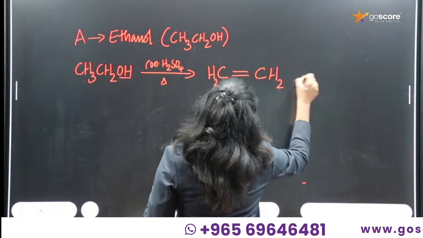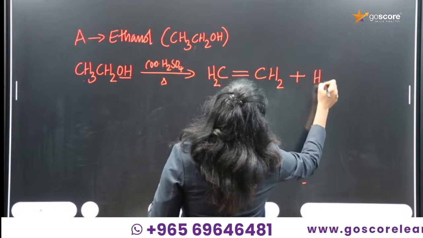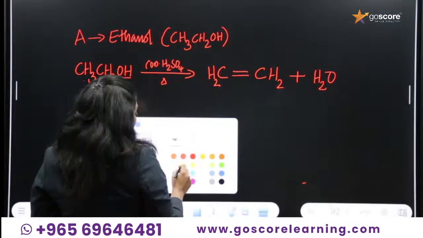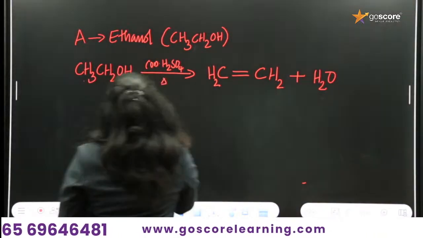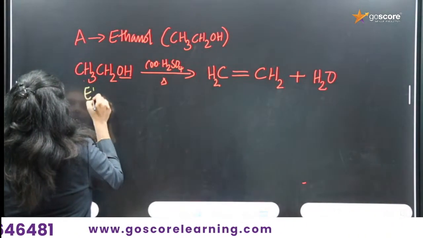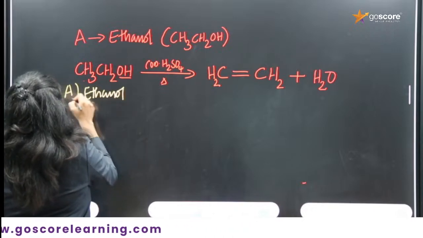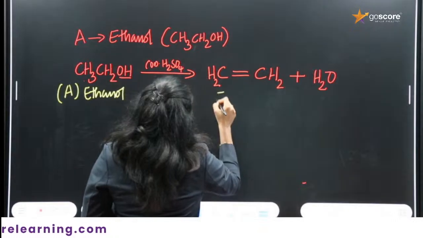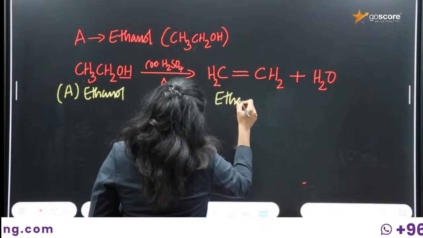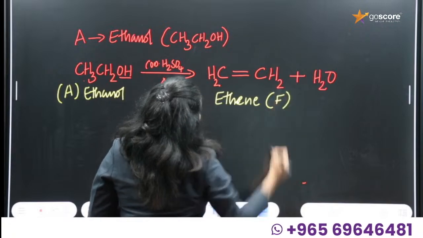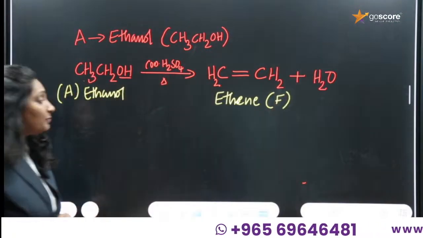You will be getting CH2=CH2 plus water, and the role of H2SO4 is dehydrating agent. So your A, ethanol, when you treat with concentrated H2SO4, you are getting ethene. That is your F, right?